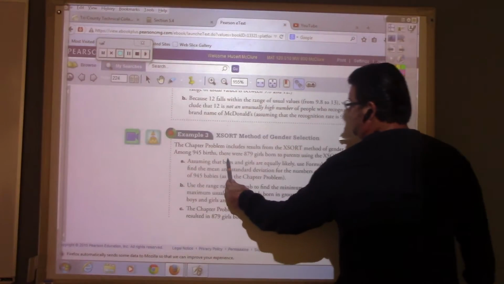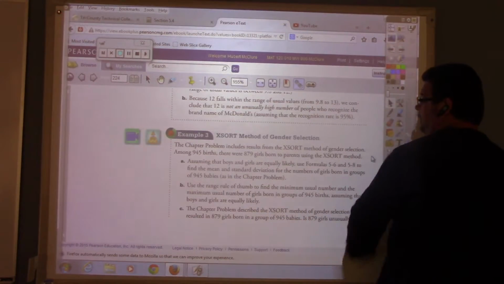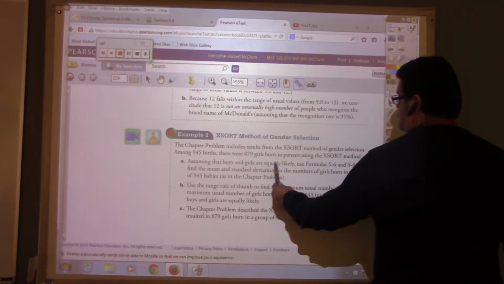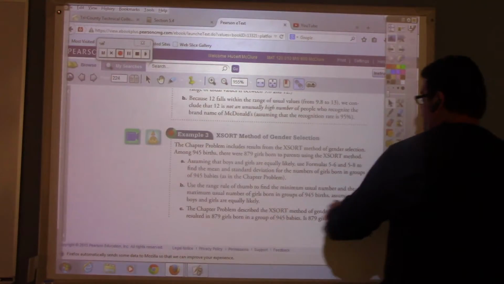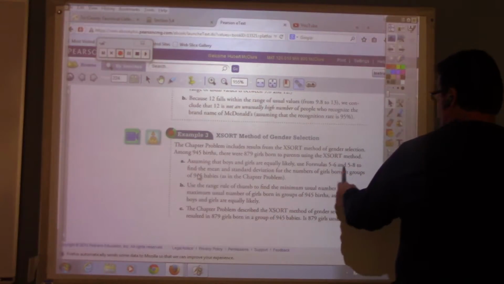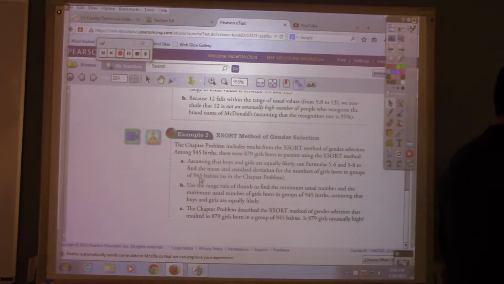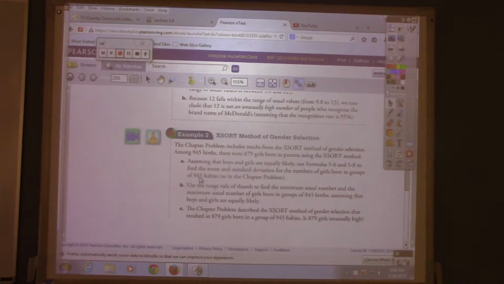945 births. There were 879 girls born to parents using the gender selection method. Assume that boys and girls are equally likely. Use formulas 5.6 and 5.7 to find the mean and the standard deviation for the number of girls born in groups of 945 babies. So go ahead and do that.